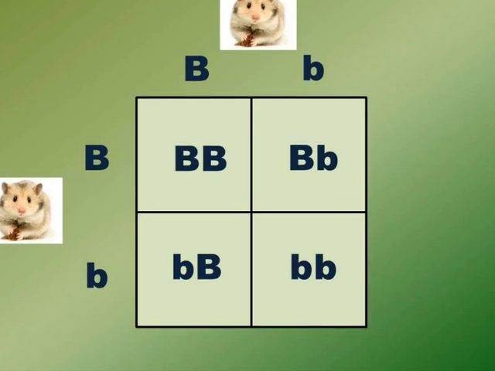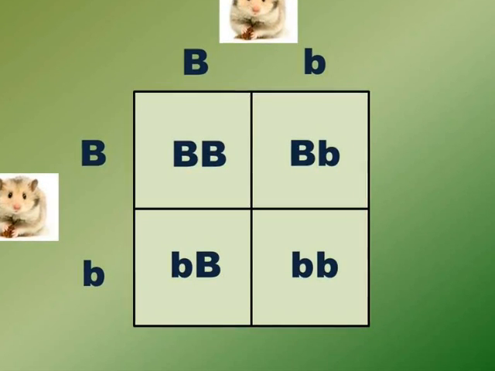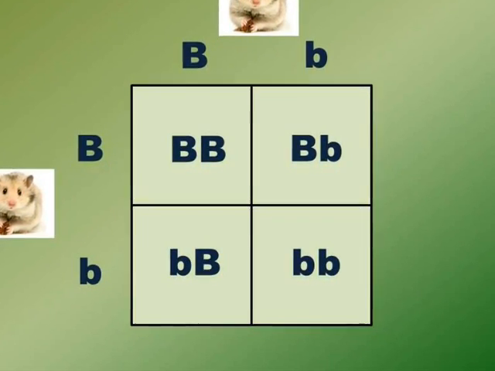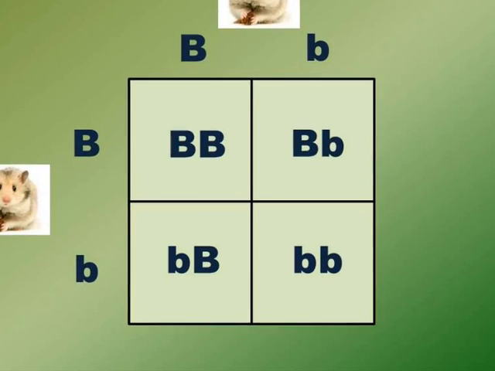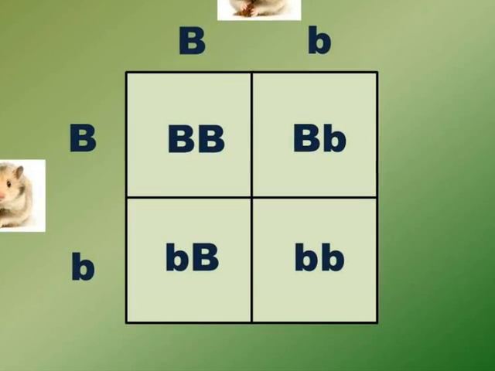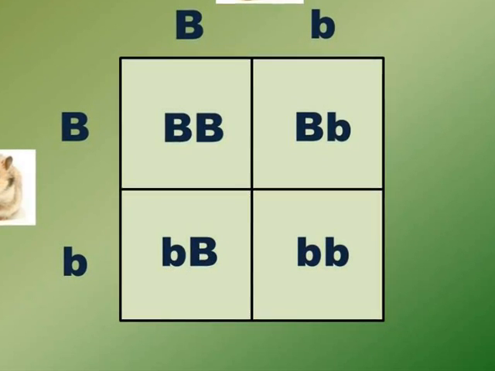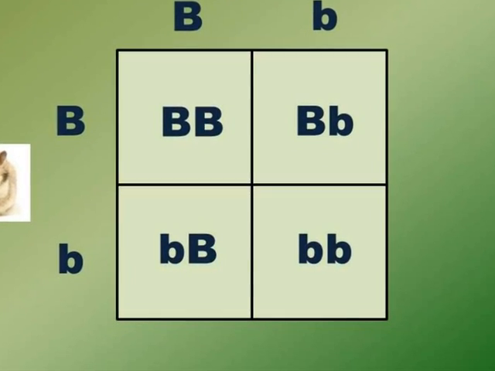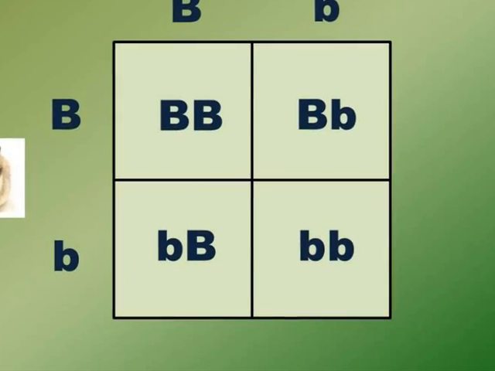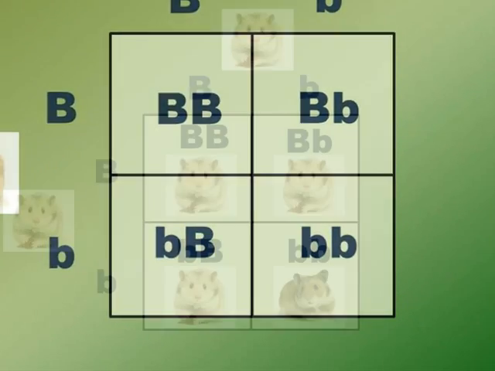Remember that even though one of the heterozygous squares is little b big B and the other one is big B little b, they both mean the same thing. No matter what order you write the letters, if they are different, the genotype is heterozygous. You may hear heterozygous referred to as hybrid. That's okay. Hybrid and heterozygous mean the same thing, a genotype that has 2 different genes.